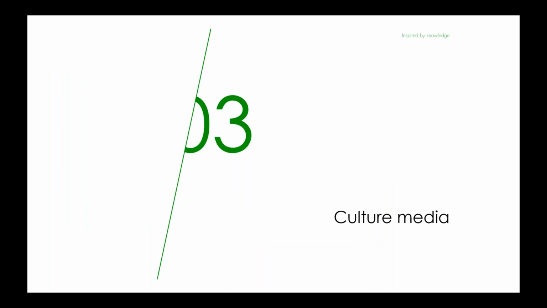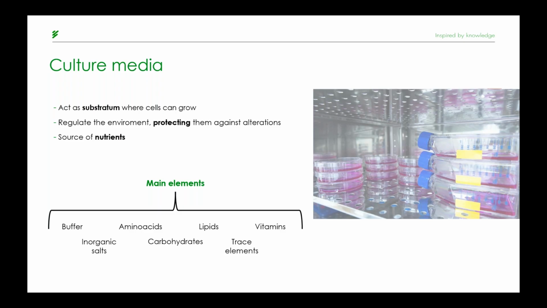Now we are going to talk about the culture media. The cell lines are a very sensitive type of culture, so they need a specific culture media that works as a substrate where they can grow. It also gives protection from the environment. It creates an environment that takes care of these cells. It gives a constant supply of nutrients and also eliminates the waste of their metabolism.